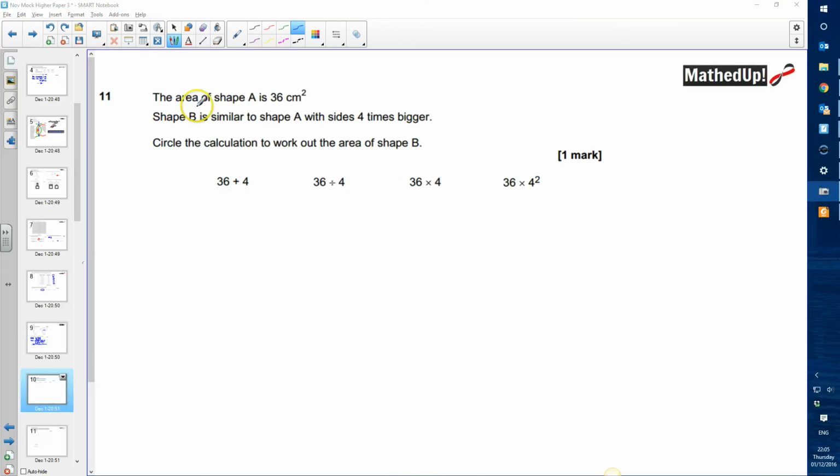Question number 11. The area of shape A is 36 centimeters squared and shape B is similar to shape A with sides 4 times bigger. We need to circle the calculation to work out the area of shape B. So let's just make up a shape A here.